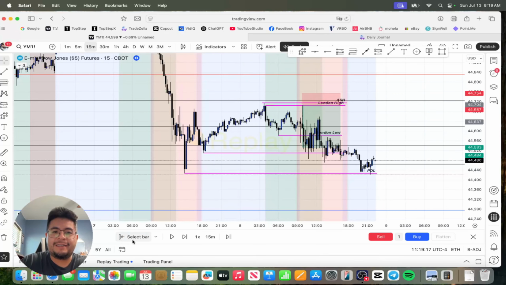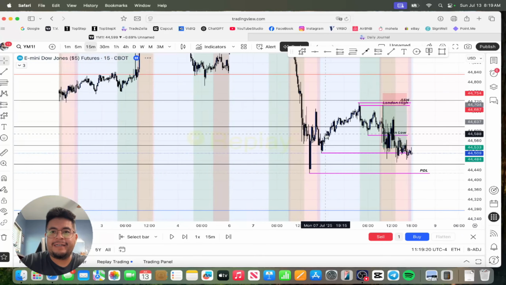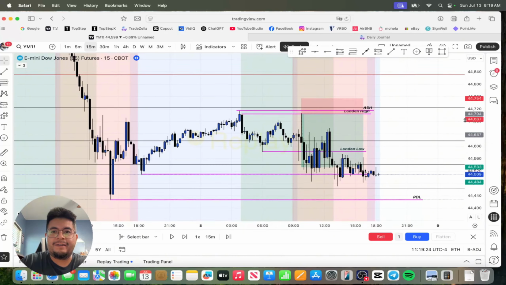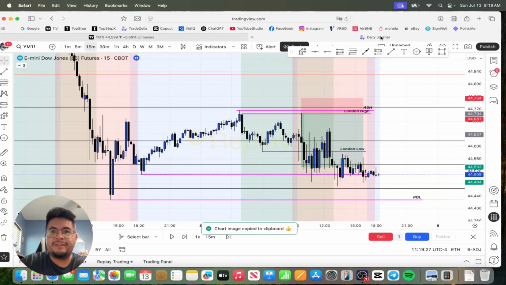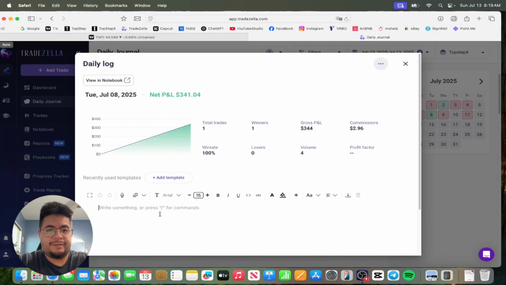But let's go ahead and select bar. I don't want to go too far. Okay. Copy image, daily journal. I caught a dub. I was in a sell position off the London high. Price swept the London high by 4 points. So getting in right at the high for the sell was a good choice.